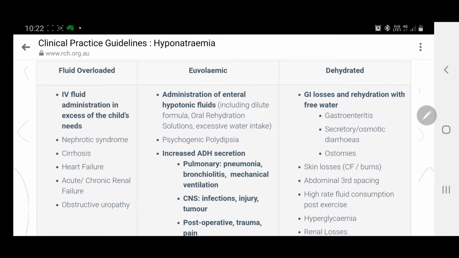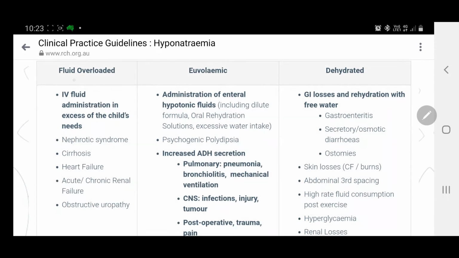As for the causes of hyponatremia, they are divided into three sections: fluid overload, euvolemia, and dehydration. If we've got fluid overload, it means that sodium concentration will decrease. There are cases when there's euvolemia, which means that the fluids are of normal levels, and there are cases with dehydration. So let's get into details with each one of them.